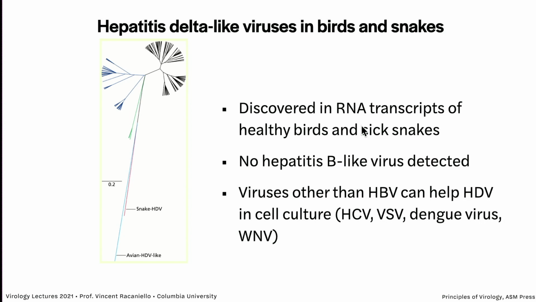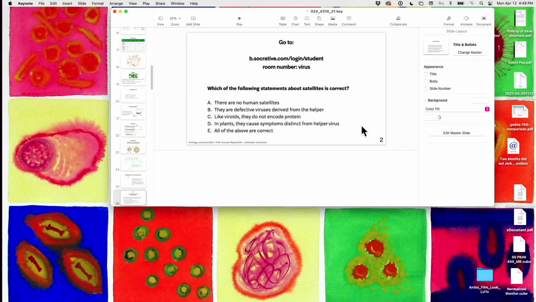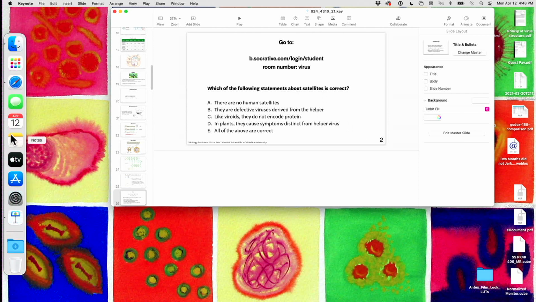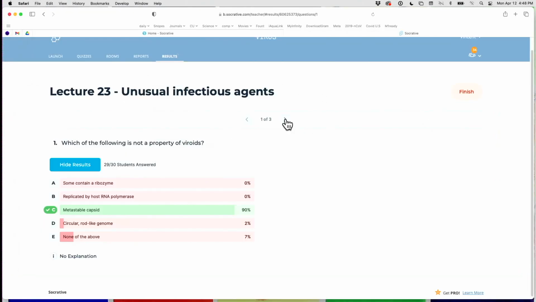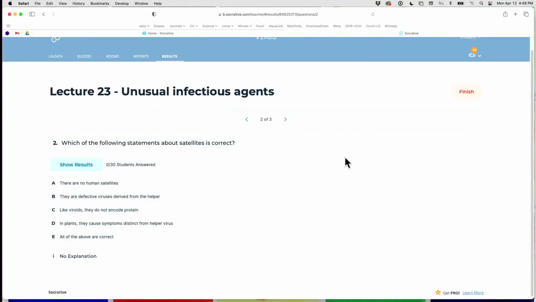And so maybe in snakes, some other virus is being the helper. They didn't find any other virus in these transcripts, but then again, it may not be a virus that we know of, so you wouldn't recognize it. So stay tuned. And this makes sense, because why should delta viruses be unique to humans, right? You should be able to find them in other animals. Just a matter of looking. If you haven't found something, it's probably because you haven't looked.